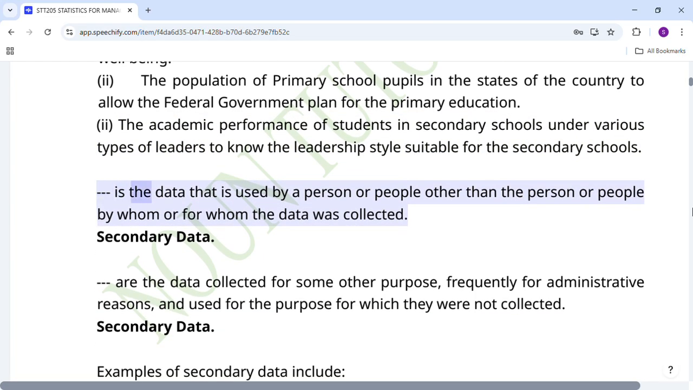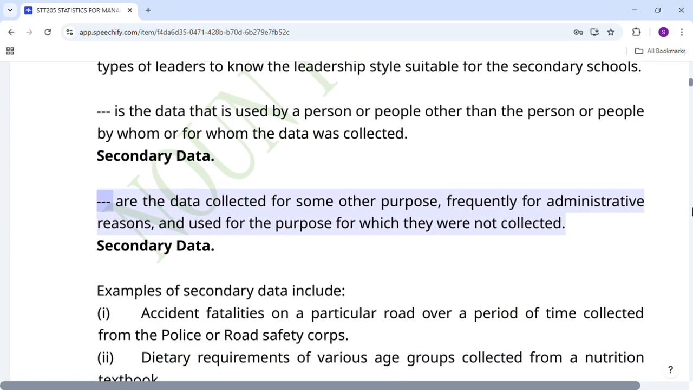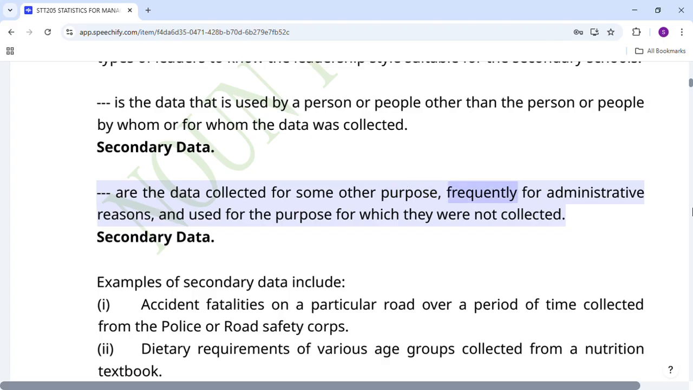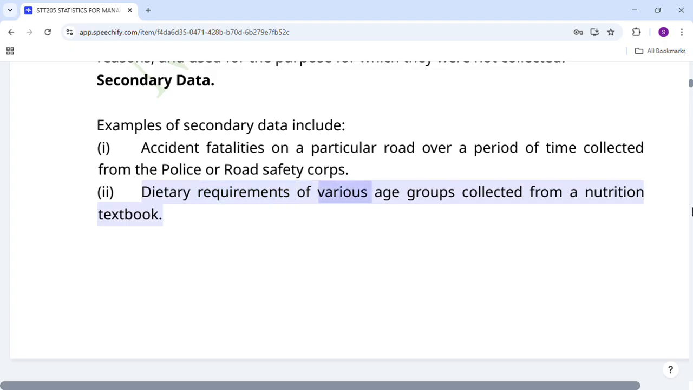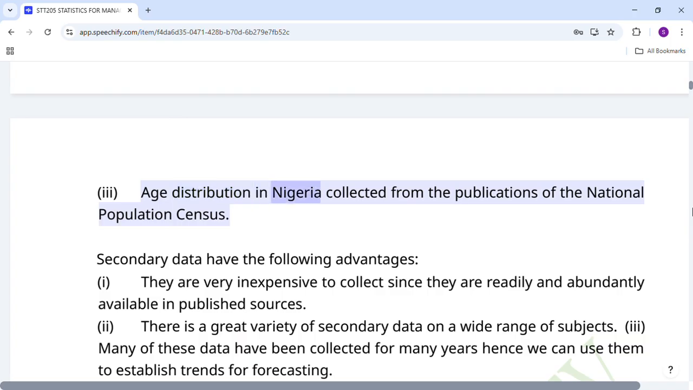Secondary data is the data that is used by a person or people other than the person or people by whom or for whom the data was collected. Secondary data are the data collected for some other purpose, frequently for administrative reasons, and used for the purpose for which they were not collected. Examples of secondary data include: 1. Accident fatalities on a particular road over a period of time collected from the police or road safety corps. 2. Dietary requirements of various age groups collected from a nutrition textbook. 3. Age distribution in Nigeria collected from the publications of the National Population Census.